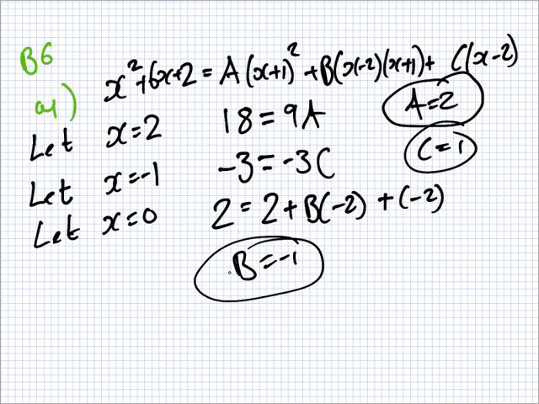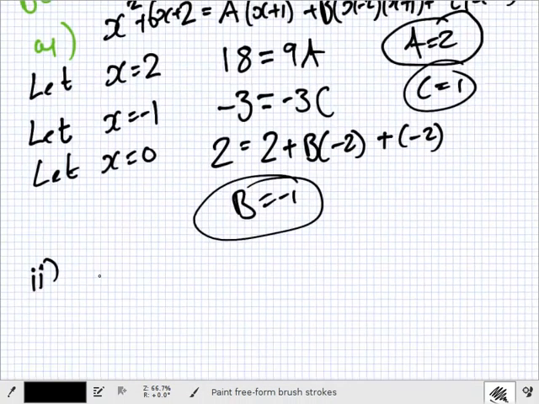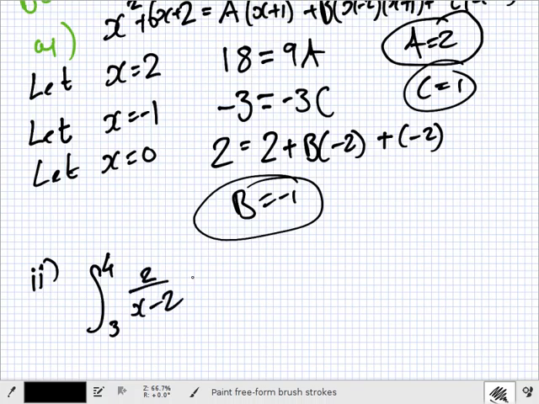Correct, KJ? So here 2. Now we want to integrate. So they want us to integrate from 3 to 4 A over x minus 2 plus B over x plus 1 plus C over (x plus 1) squared dx.